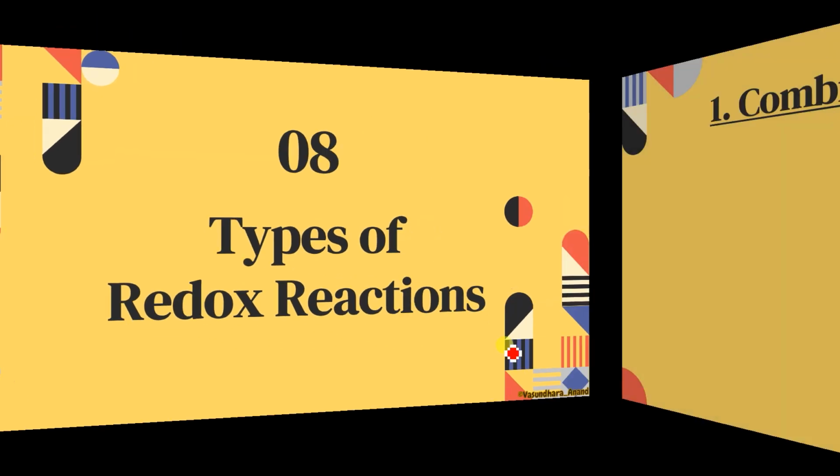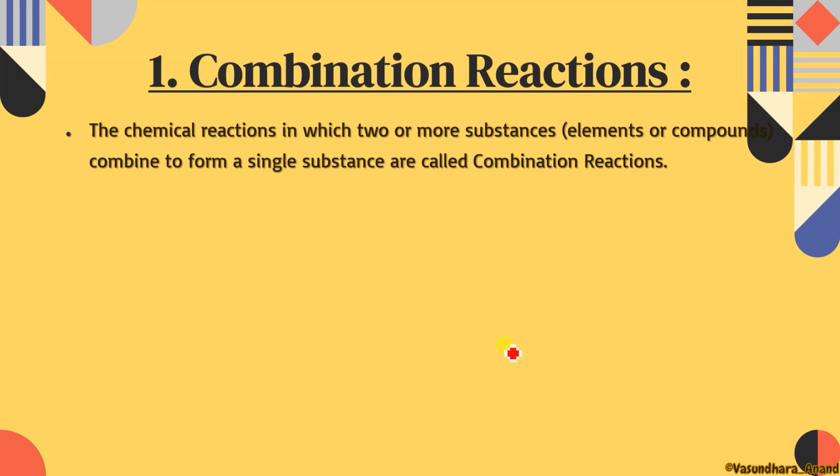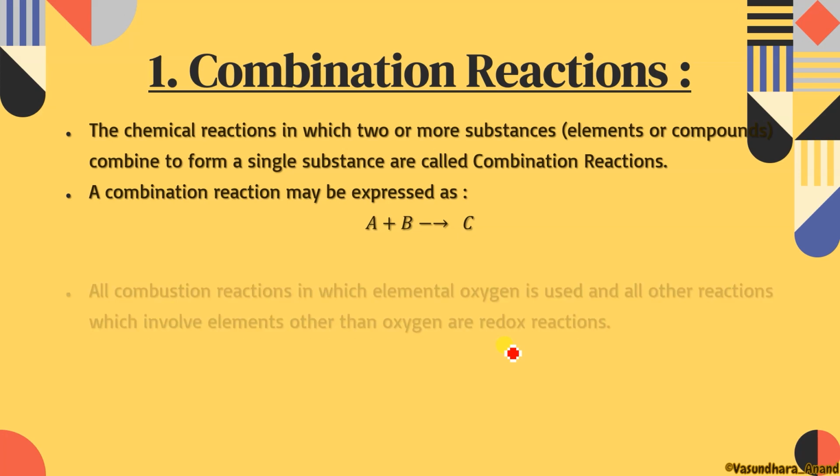So let's see. The first type of reaction is combination reaction. As you have done and are very familiar with, when two different substances combine with each other to form a new single substance, it is called a combination reaction. The chemical reaction in which two or more substances, elements or compounds, combine to form a single substance is called a combination reaction. A combination reaction may be expressed as A plus B changes into C, a new substance.